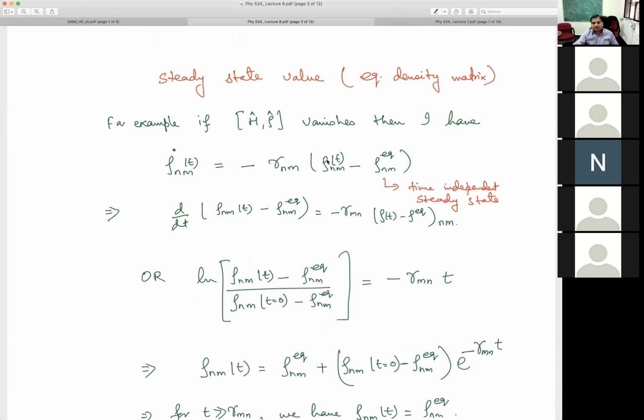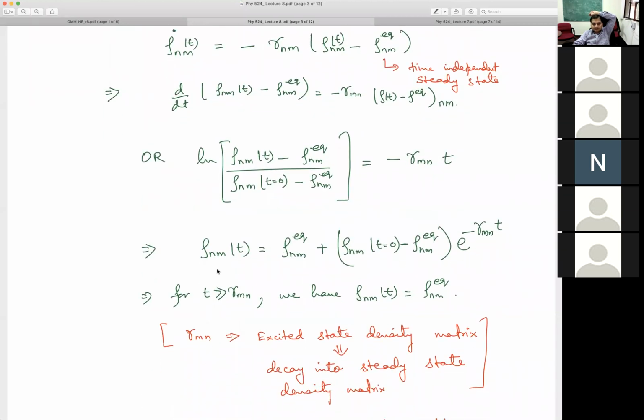Then I'll just get this equation: rho nm dot is equal to minus gamma mn times (rho mn minus rho nm equilibrium). And since rho nm equilibrium is a steady state distribution, it is time independent, because without interaction the system should be in this rho nm equilibrium density matrix, and it should not change with time. So then this equation I can easily solve by adding another term in the derivative. Rho nm equilibrium doesn't change with time, so its derivative is 0.